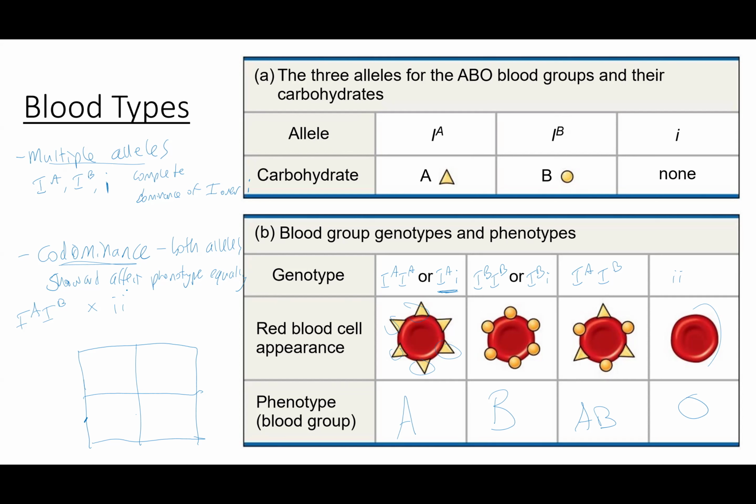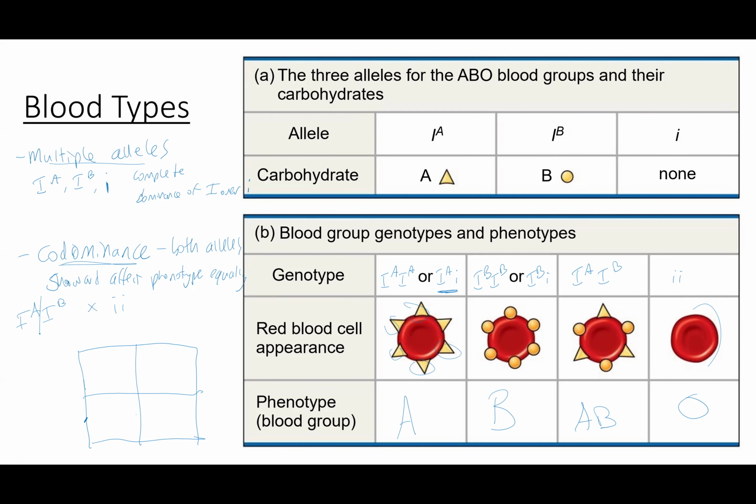Okay, so let's think about the parent that's AB. What could they pass on? What alleles can they pass on? Remember, we're segregating them, so they can pass either an A allele or a B allele. And what about the parent that's O? What can they pass on? Only i's. So as you fill that in, again, you're going to write the more dominant one first.